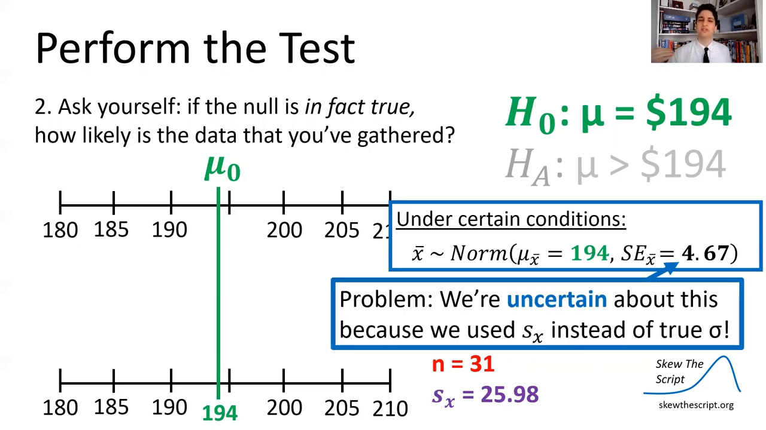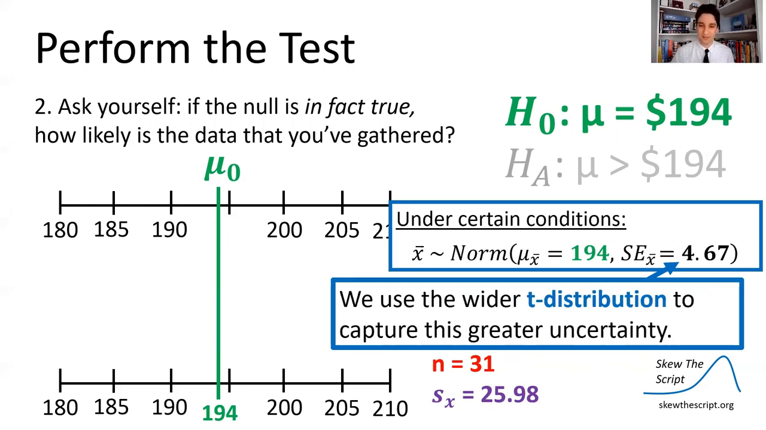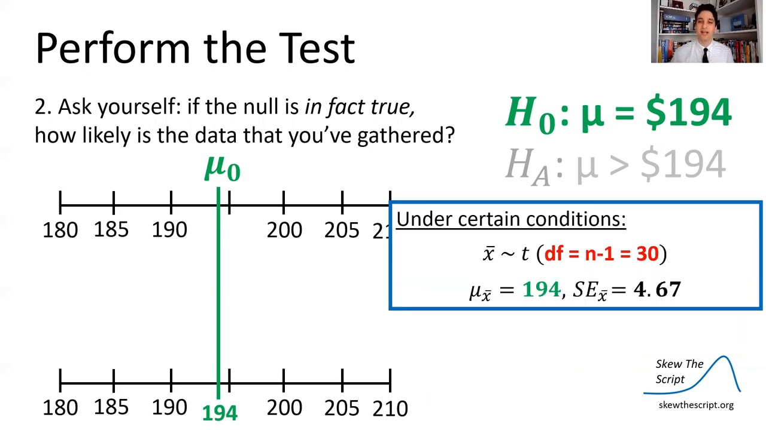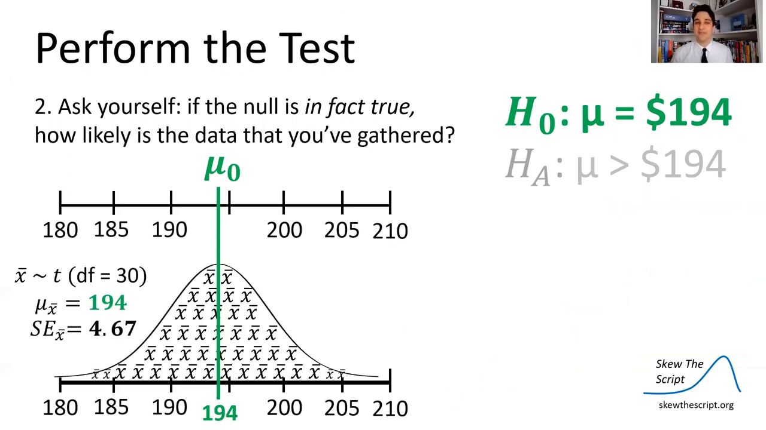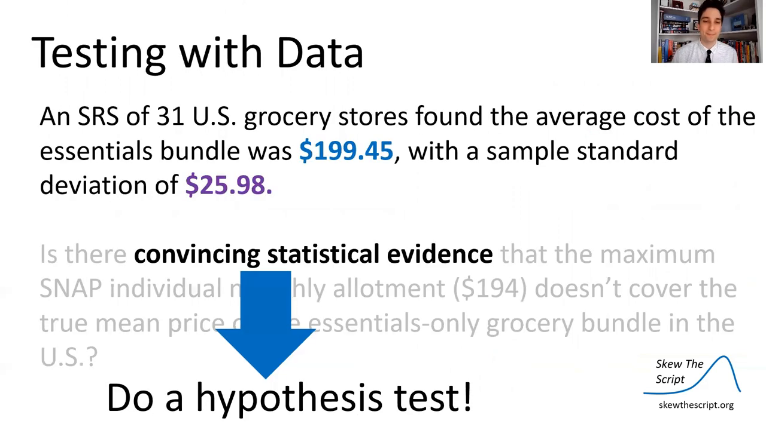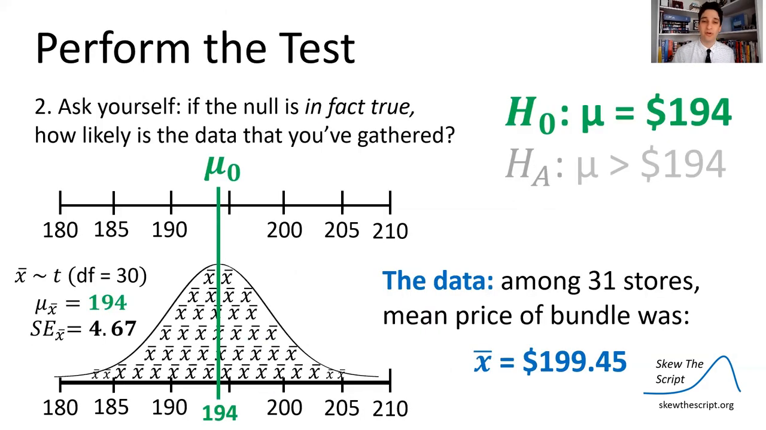Here's a problem though: we're uncertain about the standard error because we used the sample standard deviation instead of the true standard deviation. So we need to use that wider t distribution to capture that greater uncertainty. The degrees of freedom is n minus one again, so the sample size, 31 minus one, is 30. And so we have a t distribution, degrees of freedom 30, centered at 194 with that standard error. So now we're going to test our average cost, which was 199.45. How likely was that data under the null assumption?